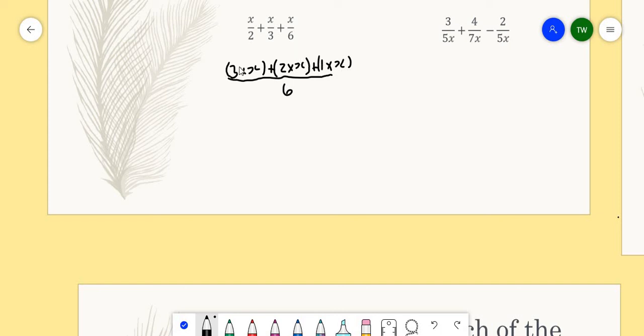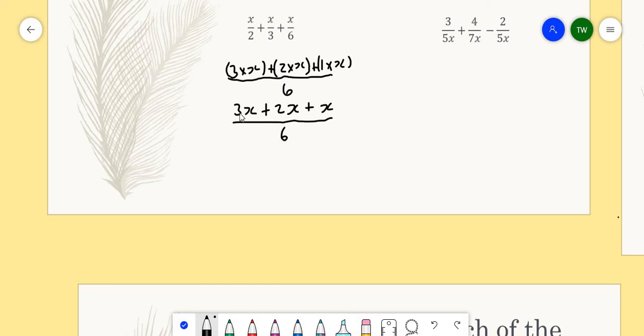At this stage, you're going to carry out the multiplication. So 3 times x, that's going to give us 3x. So I write it here. Put back my plus sign. 2 times x, that's going to give me 2x. Put back my plus sign. And 1 times x, that's going to give me x. And all of this should be over my common denominator of 6. So I put back over 6.